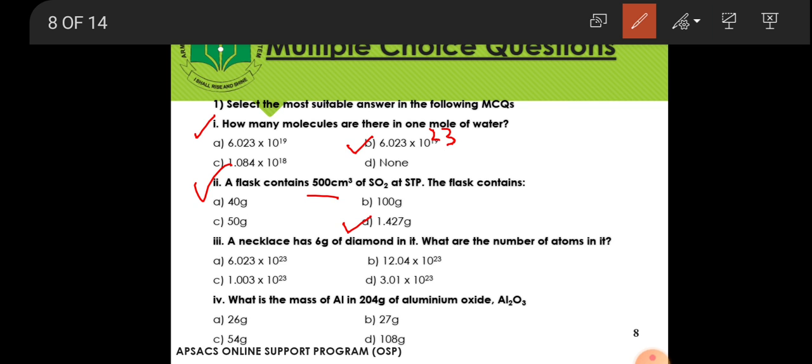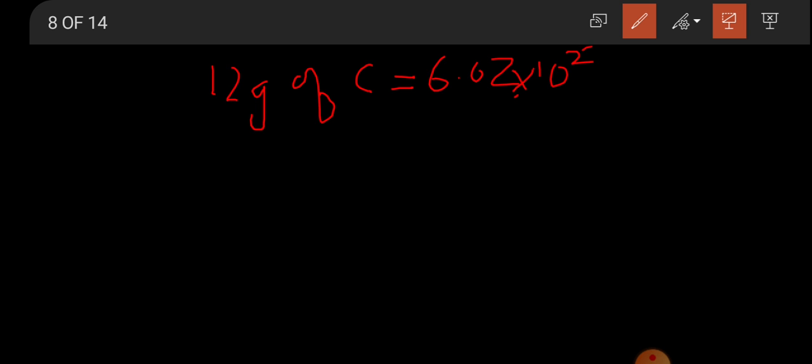Yes students, so the next question is, a necklace has 6 gram of diamond in it. Diamond is made up of carbon. What are the number of atoms in it? 6 gram of diamond contains how many atoms? So diamond is carbon, so we know that 12 gram of diamond contains how many atoms? 6.02 into 10 raised to power 23. Why? Because it is 1 mole of carbon.